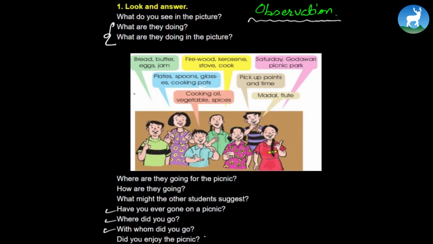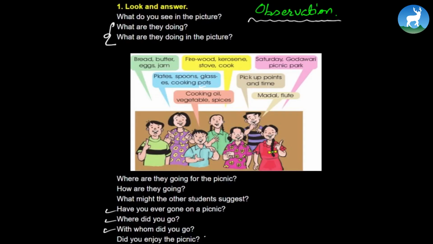Okay, so this is more likely. We observe the picture, we figure out that there are a bunch of people who are planning to go to a picnic, and they're all excited. They all have some suggestions. All right, they are saying something about how they can make the picnic effective, perhaps. And after the observation, you are answering these questions which are asked here.